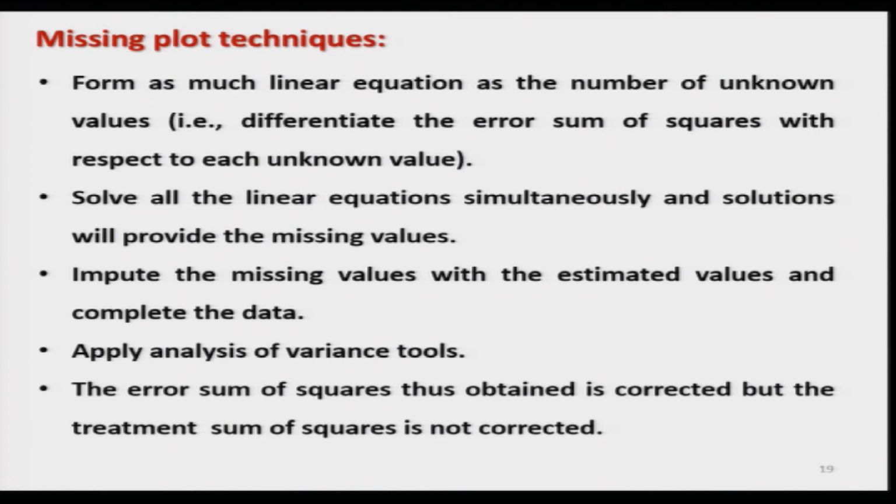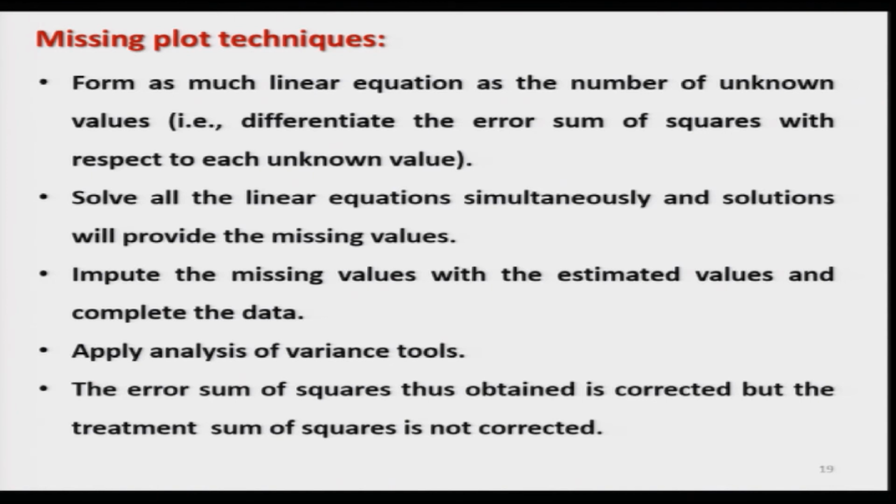Now, the question here is how many linear equations are you going to frame? It is as simple as that. If there are two missing values, then you are going to differentiate the SSE with respect to both the missing values. So, you are going to get two linear equations, and if there are three missing values, then you are going to differentiate the SSE 3 times, once with respect to each of the missing values. So, you are going to get 3 linear equations, and if there is only one missing value, then you are simply going to differentiate SSE only once, and then you will get a single linear equation which you can solve, right. It is as simple as that.